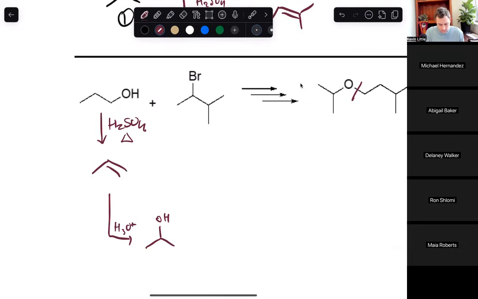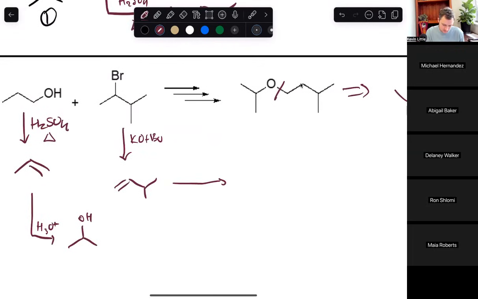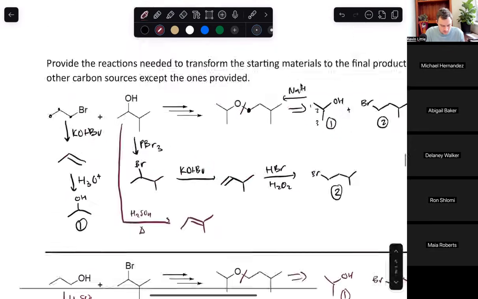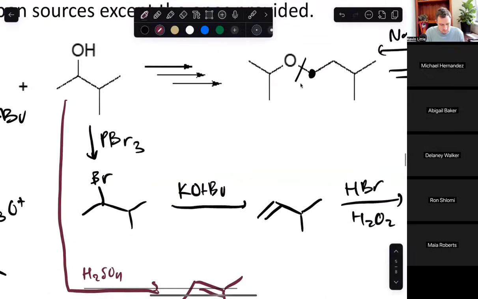And then with this one, it's actually just faster. I can just use a bulky base to get here, and then an anti-Markovnikov OH addition to get here. So someone asked if we can turn OH into a leaving group and then use one of the bulky bases to get elimination. That's what I did here. I turned OH into a leaving group, bromine.